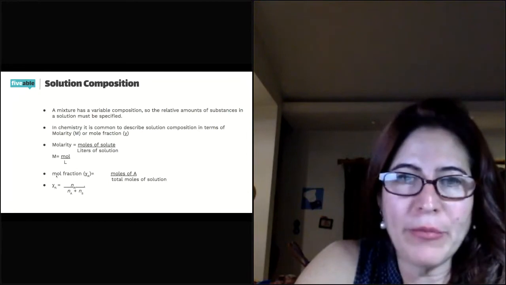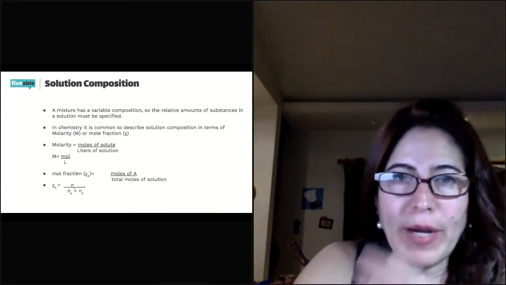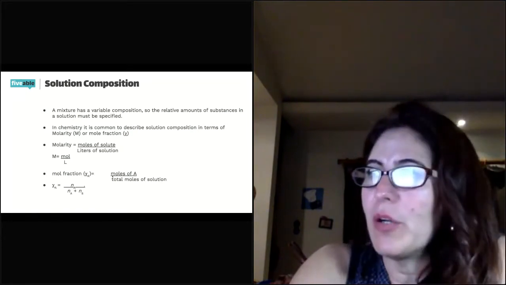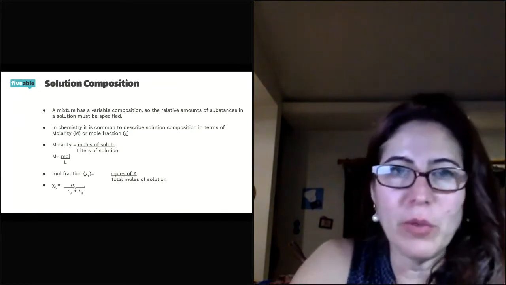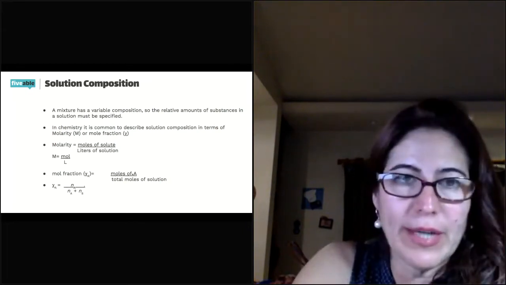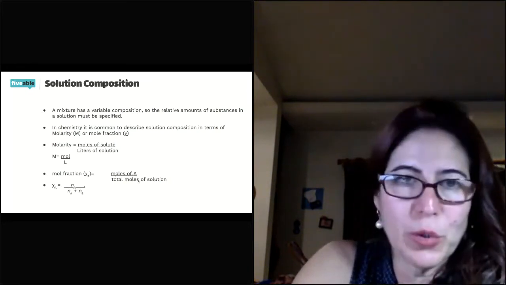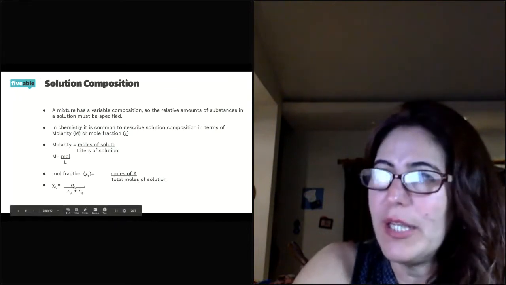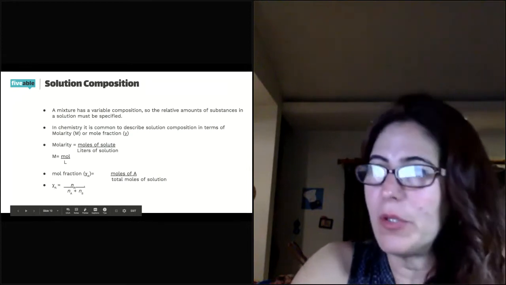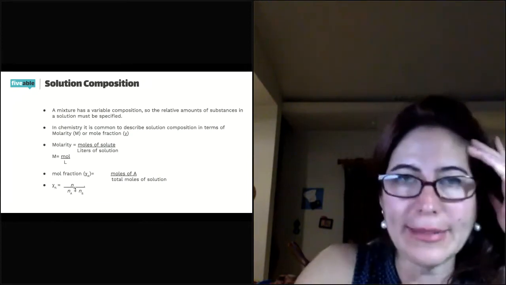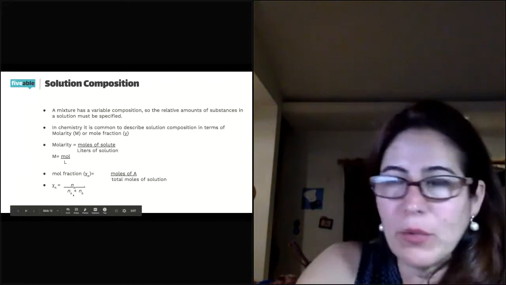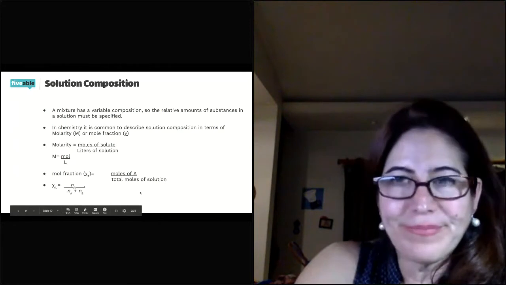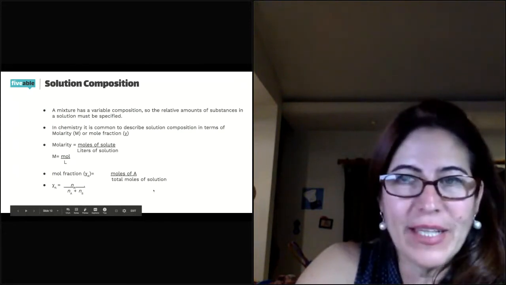We also have mole fraction of any of the components of the solution. It is the moles of A, or whatever they're asking, over total moles of solution. So if, for example, we only had two things in the solution, then on the numerator we have the one they're asking about, and on the denominator we have both things that make the solution. Okay. Any questions up to here?